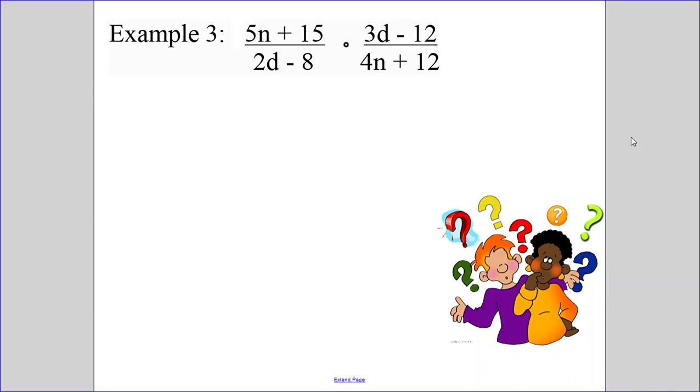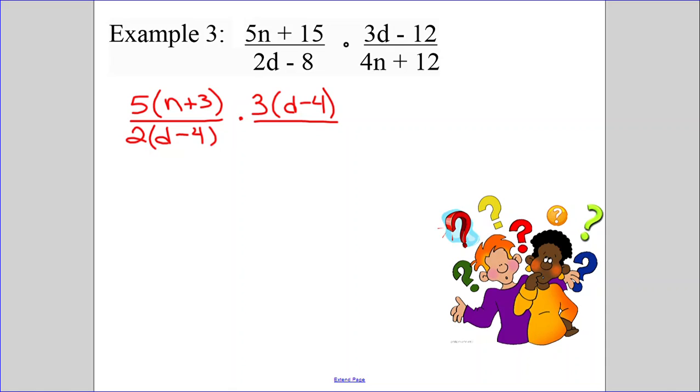Alright, so I'm going to start this the same way. I'm going to go through and I'm going to simplify my expression. So I have a 5, looks like can go into each one, and then I'll have an n plus 3. And then on the bottom it looks like I have a 2 that's in common, and I have a d minus 4. And then on the top on the other side looks like I have a 3, and then I have a d minus 4. And on my denominator on the other side, looks like I can factor a 4 out there. And then I have an n plus 3 left over.